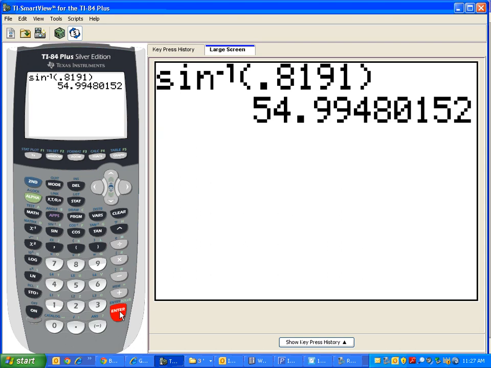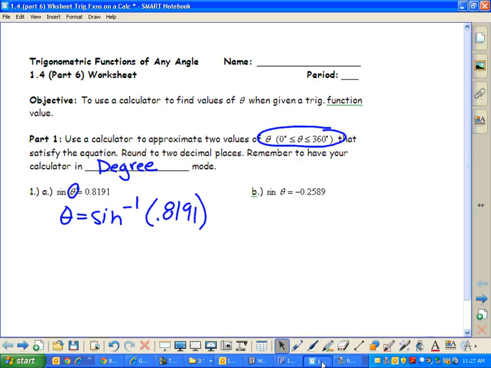Press enter. For the sake of this lesson, round to the nearest degree. It's going to make your life a lot easier, okay? So for these 4 problems at the top, round to the nearest degree. In other words, this is going to be about 55 degrees. So the first value of theta is about 55 degrees, and you're going to call it theta 1.